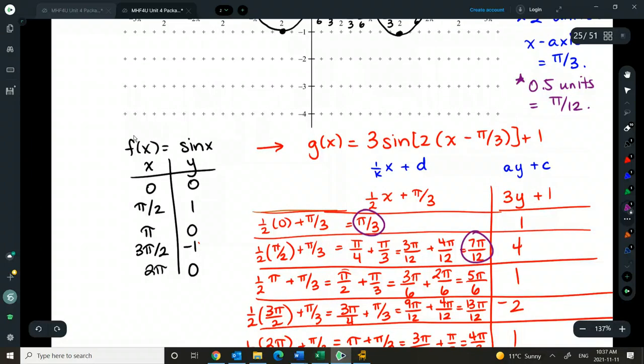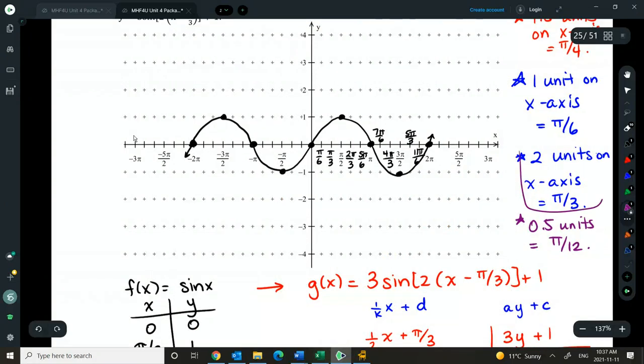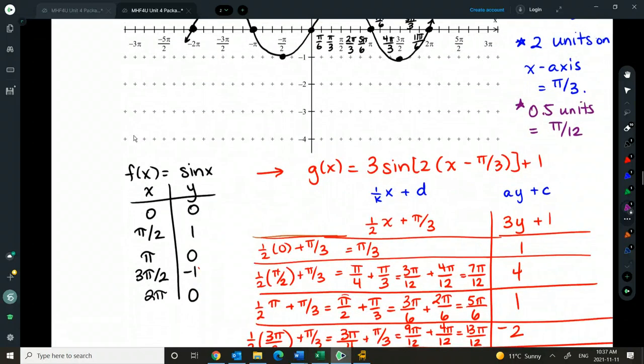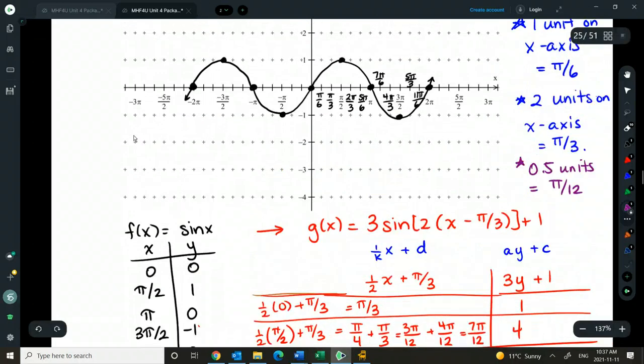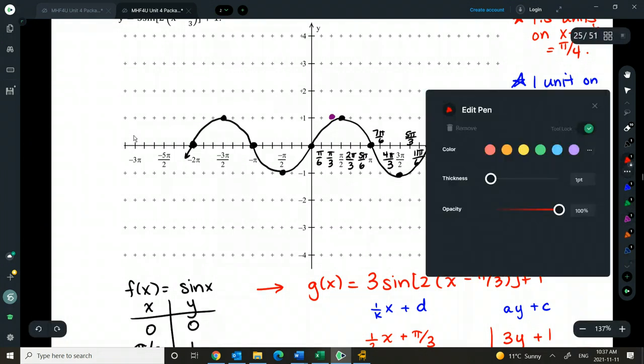Okay, so pi over 3, we already labeled that on here, but it's going to be 2 units on the x-axis. It's 2 over. And we're going to plot that at 1. So pi over 3, 1. There it is. Do this in red.